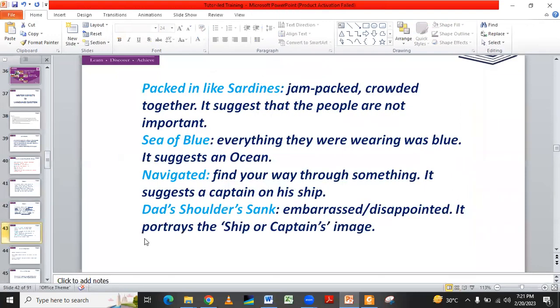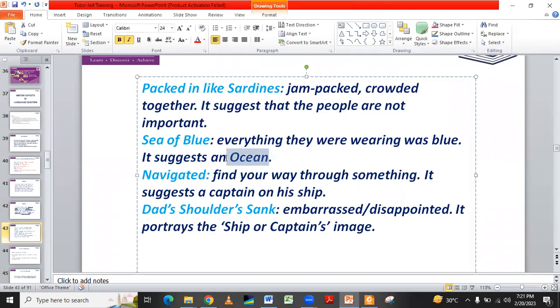So this is how you present your answers. Sea of blue. Everything they were wearing was blue. It suggests an ocean. Sea, ocean. Navigate, to find your way through something. It suggests a captain on the ship. That shoulders sank. It means he was disappointed and embarrassed. It portrays the ship or captain's image.